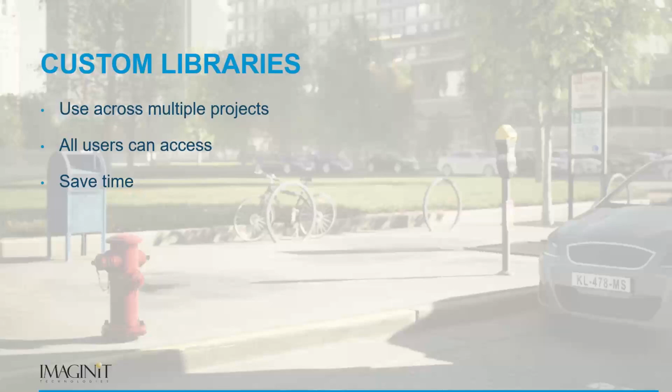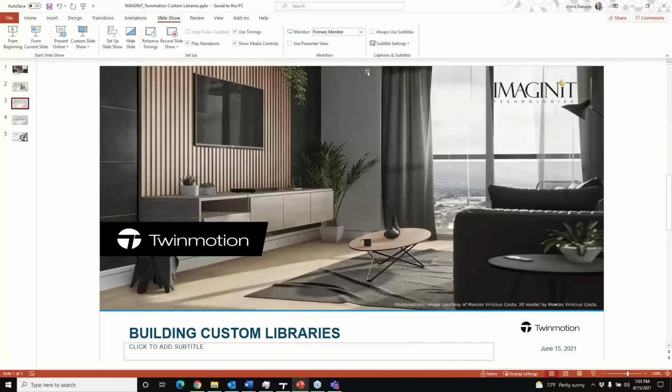One great thing is that if you set this up correctly, all of the users in your office or in your company will have access to the same shared custom libraries, if you so choose to do that. And ultimately this will save time because we're not having to go chase down assets from other projects and copy and paste them in like you might have done in the past. So a lot of benefits for creating custom libraries. And with that, I'll just jump right into Twinmotion.